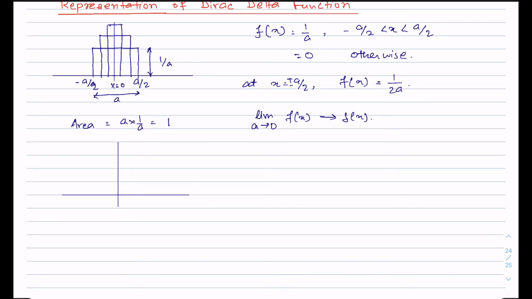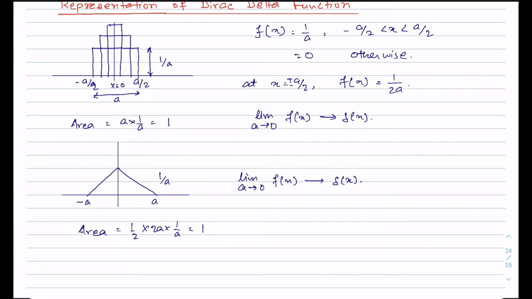So again, let's choose its height and width or base in such a way that the area under the triangle should be 1. So let's choose its base within minus a to a, and its height is 1 over a. As you can see, in this case the area is half times 2a times 1 over a, which is 1. Again, in the limit a tends to 0, this function will also behave as a delta function.